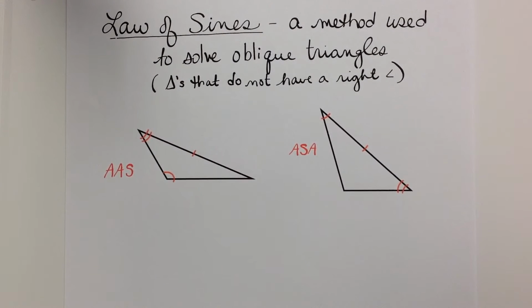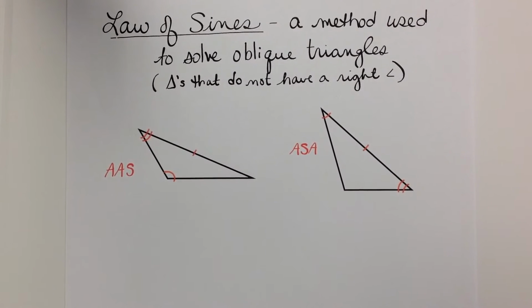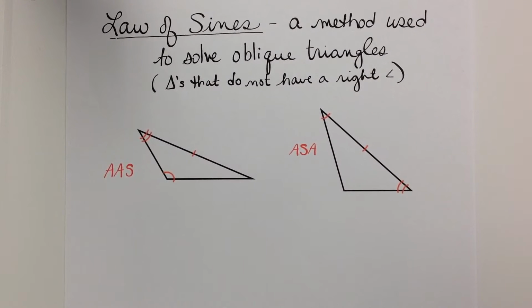In this section, we're going to learn about law of sines, which is a method used to solve oblique triangles. An oblique triangle is just any triangle that does not have a right angle in it. So this gives us another option besides using opposite, adjacent, hypotenuse and the Pythagorean theorem, because those things will only work if you have a right triangle.